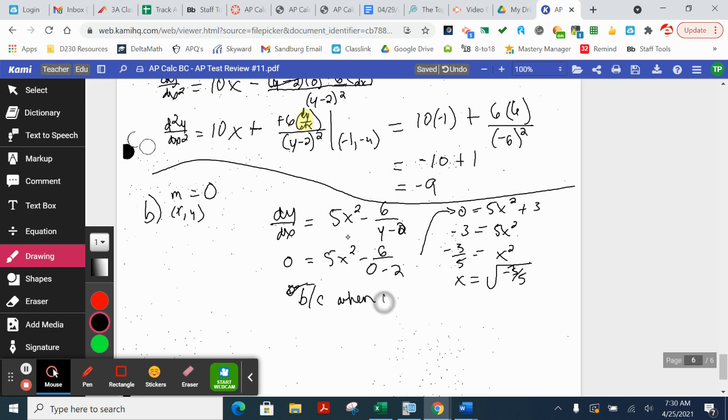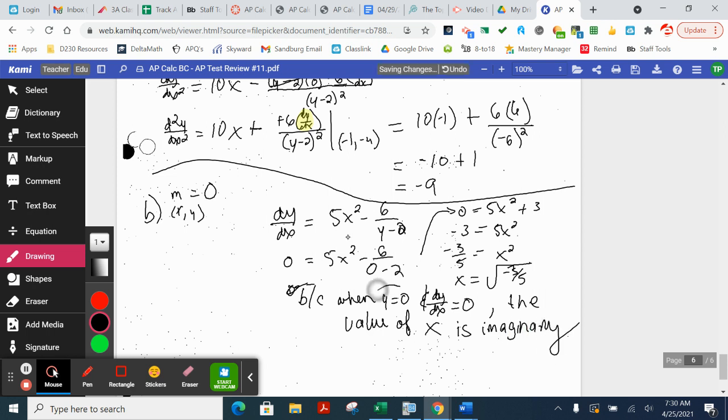When y equals 0 and dy/dx equals 0, the value of x is imaginary, or gives us a complex number or something along those lines. Basically just say that when we let y be 0 and dy/dx equals 0, we get an x value that is some sort of a problem.